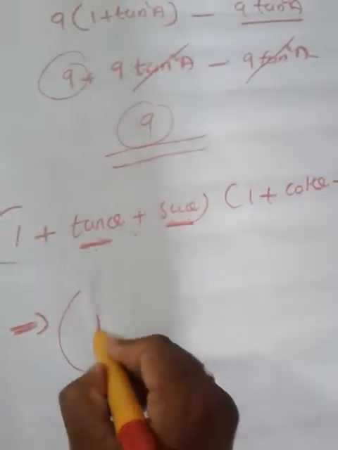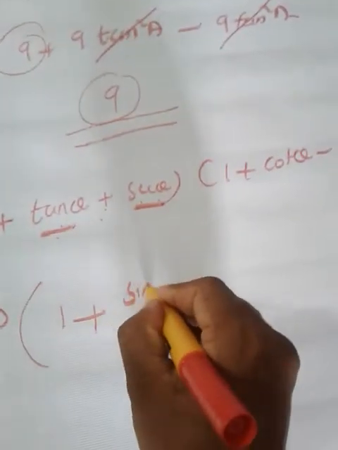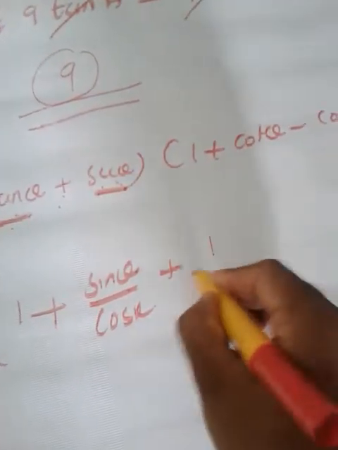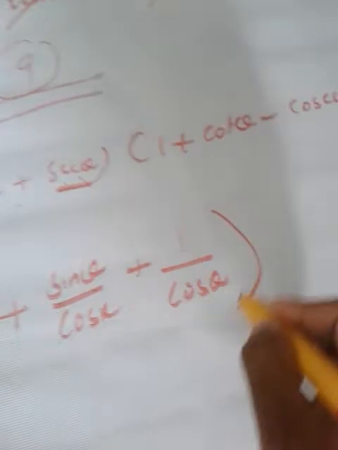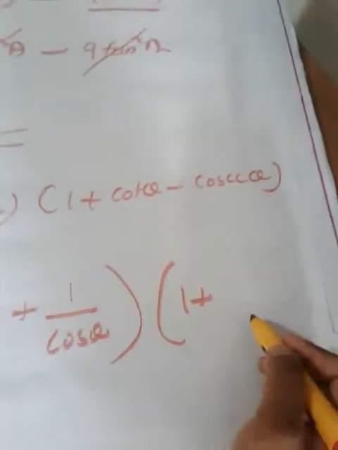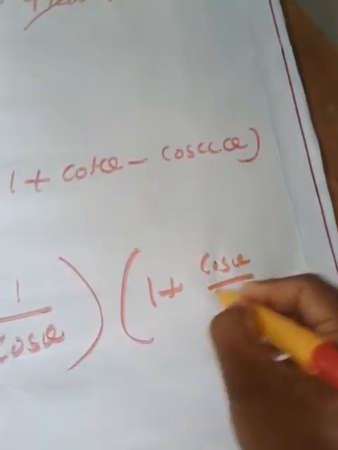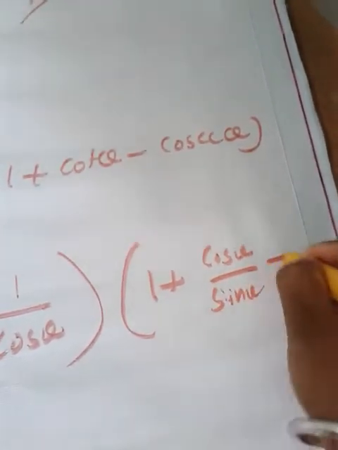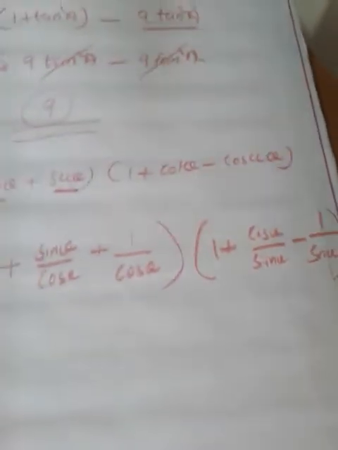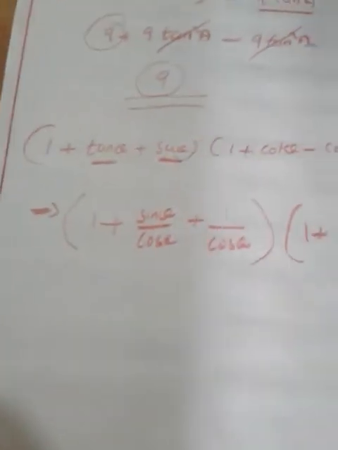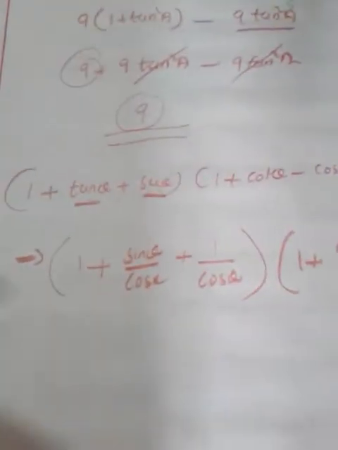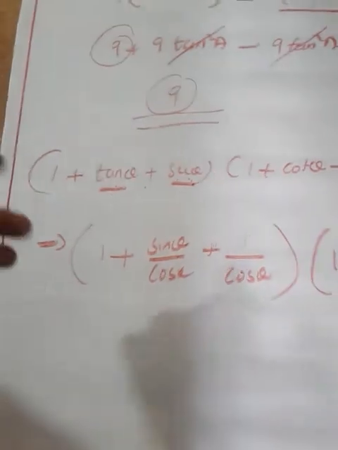So what we can write: 1 plus, replace tan theta by sin theta by cos theta, plus replace sec theta by 1 by cos theta. You may have understood. And 1 plus here cot theta, how can I express it in terms of cos and sin: cos theta by sin theta, minus cosec is the inverse of sin, that is nothing but 1 by sin theta. So if you are ready to give a positive attitude to this kind of question, you may feel this question is interesting. Otherwise you may feel it is a very difficult question.